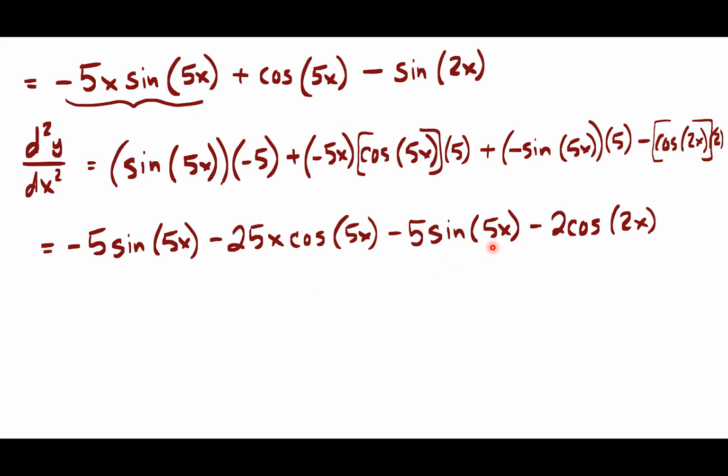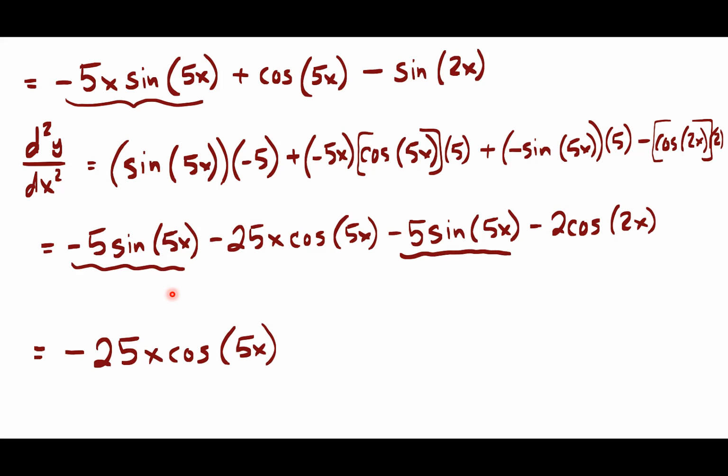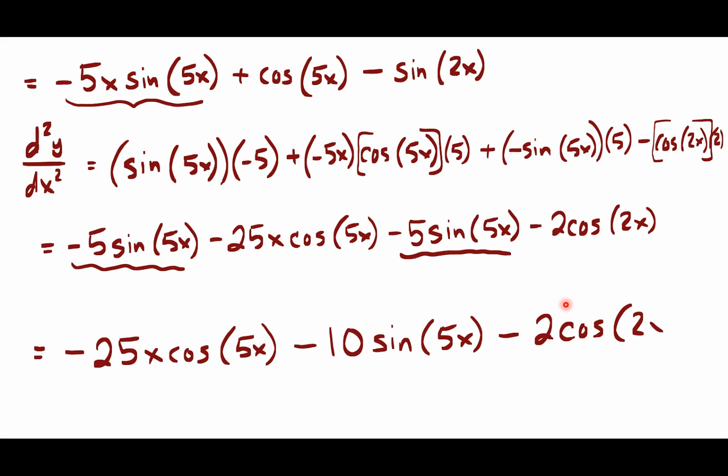They are both sine of 5x, so let's combine them together. I think the way the book writes it, it writes this one first, so let's write this one first. So negative 25x cosine 5x. Then let's combine these guys together. It goes down here, minus 10 sine of 5x, and then the last part here comes down, minus 2 cosine 2x. Alright, and we are done. There it is. We are done with 41 as well.